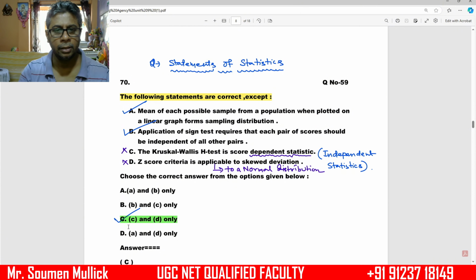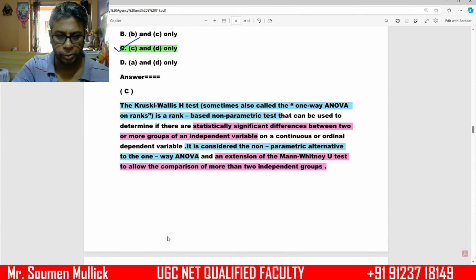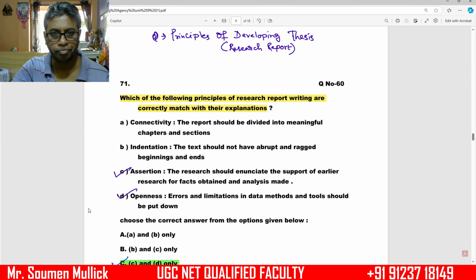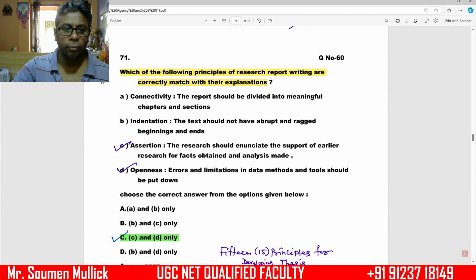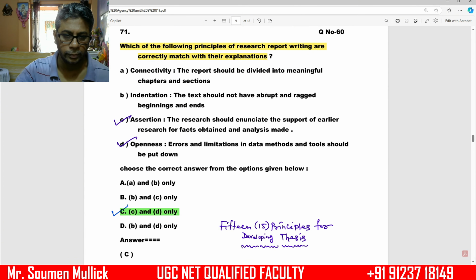Our next question is question number 60, based on principles of developing a thesis or research report. Which of the following principles of research report writing are correctly matched with their explanation? Out of the 4 statements A, B, C, D, only C and D are correctly matched. C, assertion: the researcher should enunciate the support of earlier research for facts obtained and analysis made. And next, D, openness: errors and limitations in data, methods and tools should be put down.